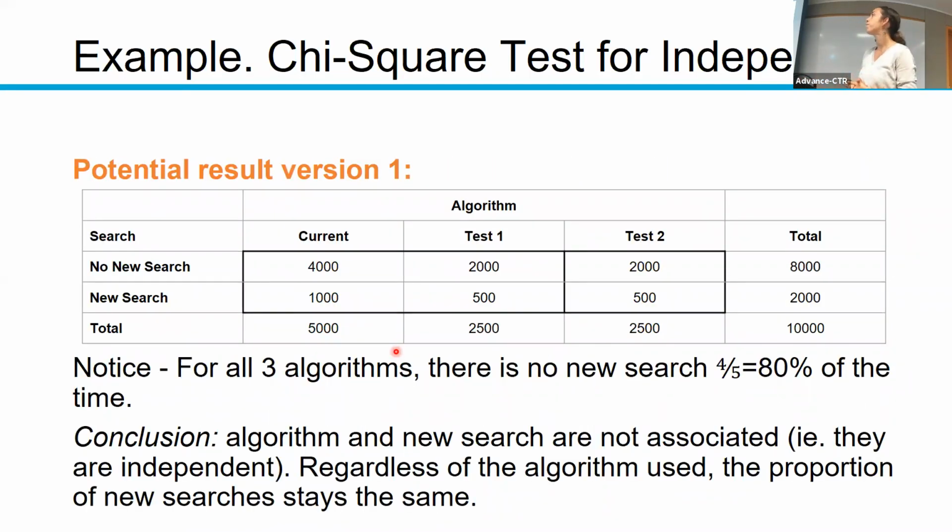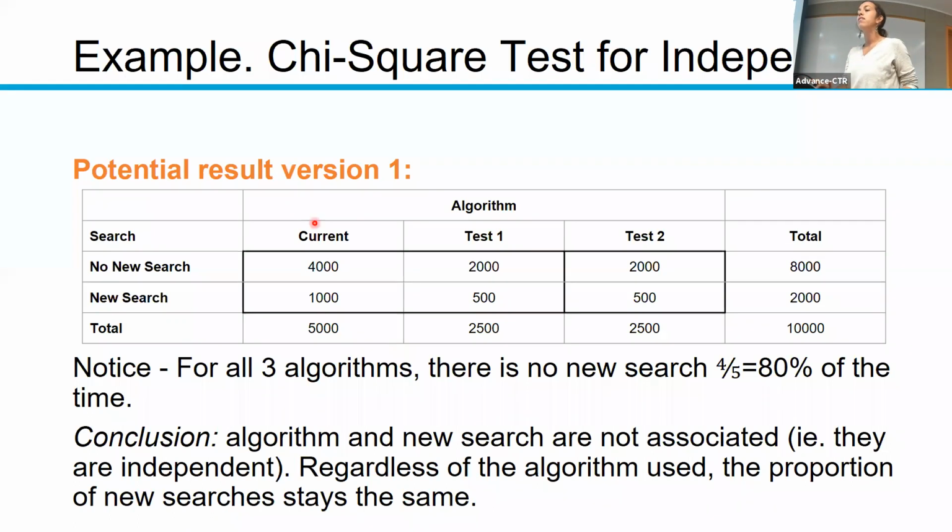So let's explore potential observed results. This would be our observed contingency table, but this is just a potential one. So if 5,000 individuals were allocated to the current algorithm, 2,500 to test 1 and 2,500 to test 2, which is what we previously discussed.